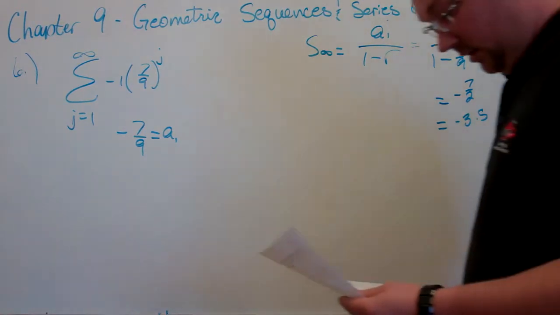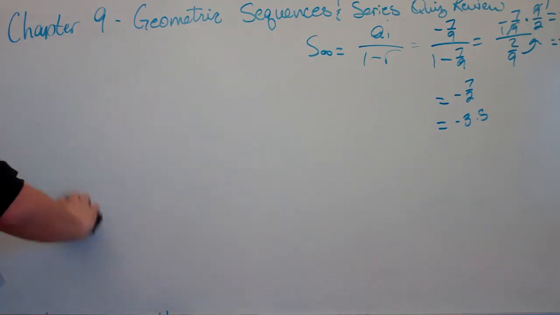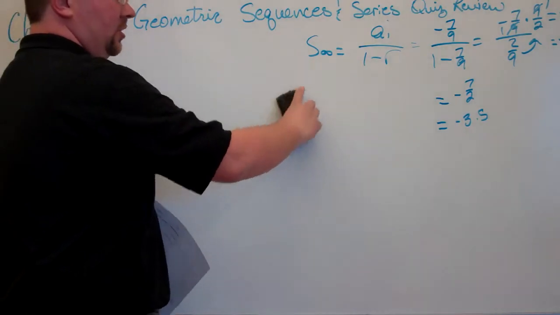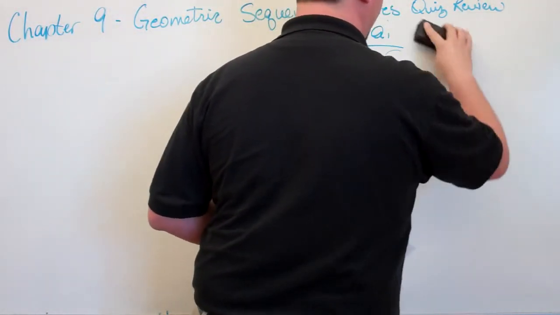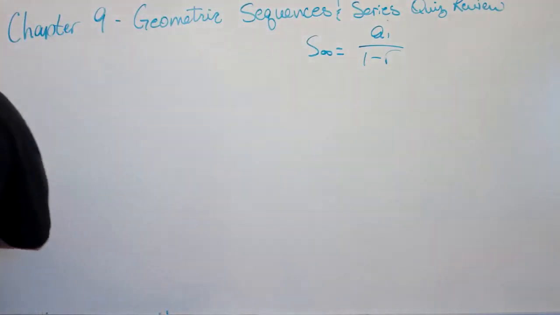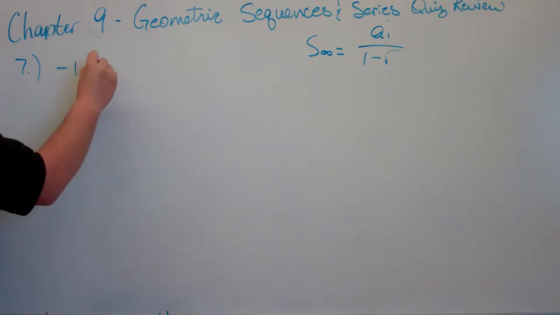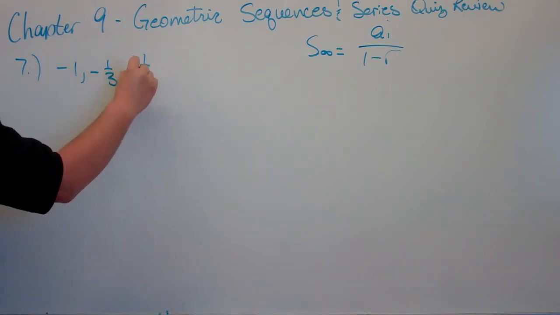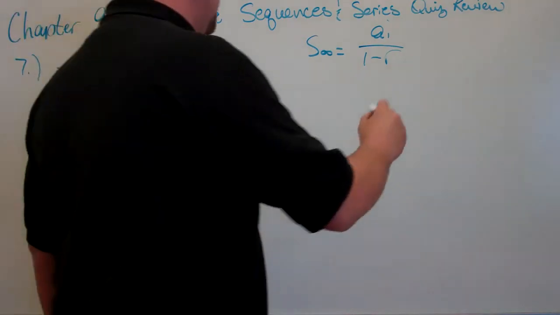Number 7. Find the sum of the following infinite geometric series. Since it's infinite, we're using this formula yet again. Y'all will really remember this formula by the time we get done. Alright, so we want the sum. Negative 1, negative 1/3, negative 1/9, and so on. So our first term is negative 1.